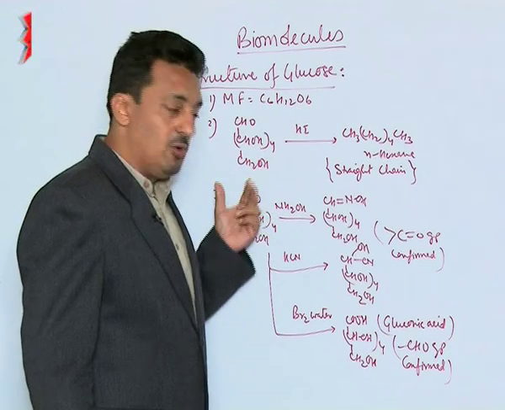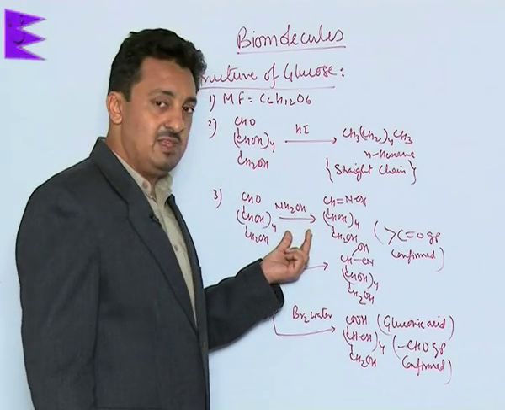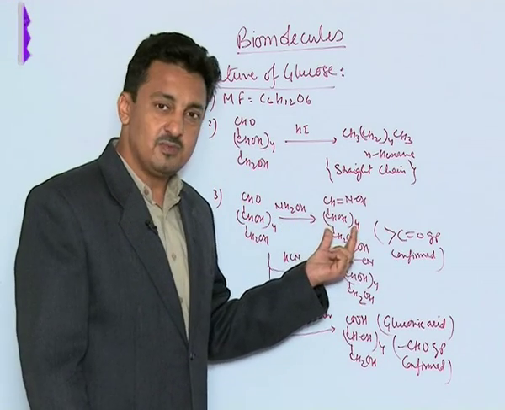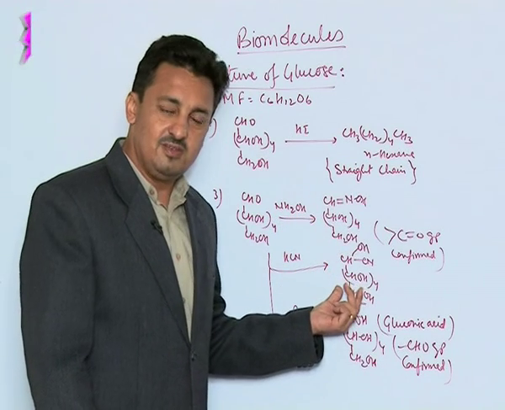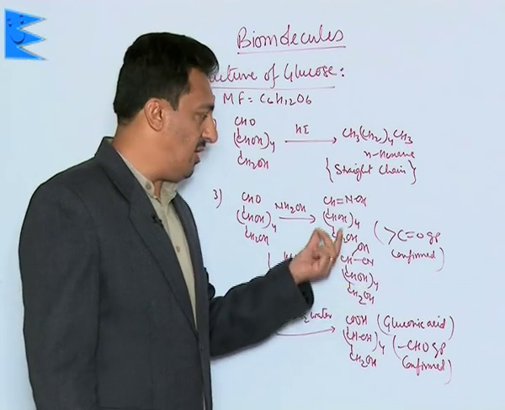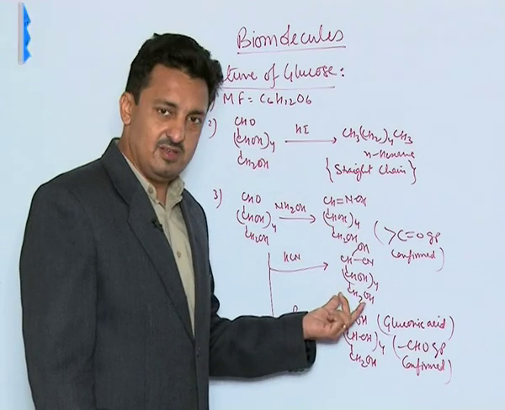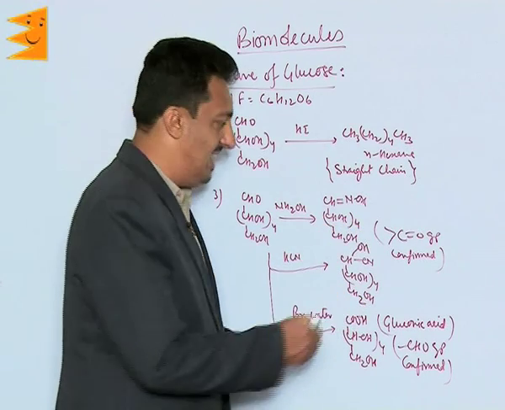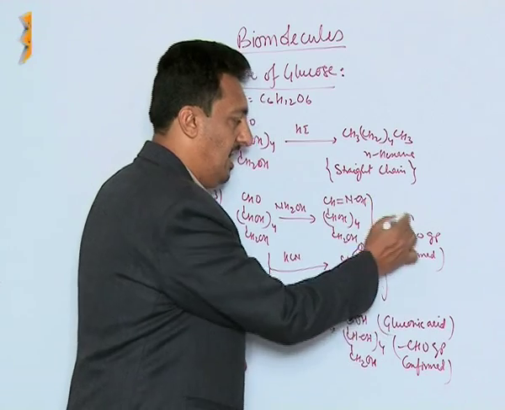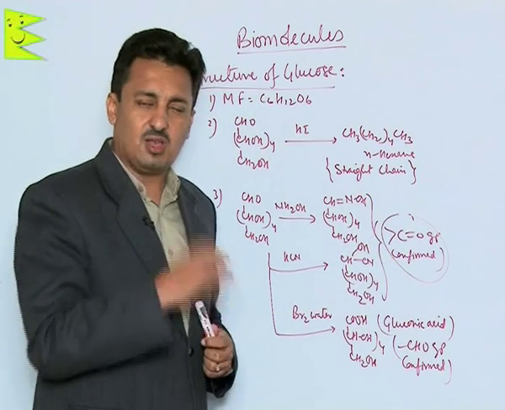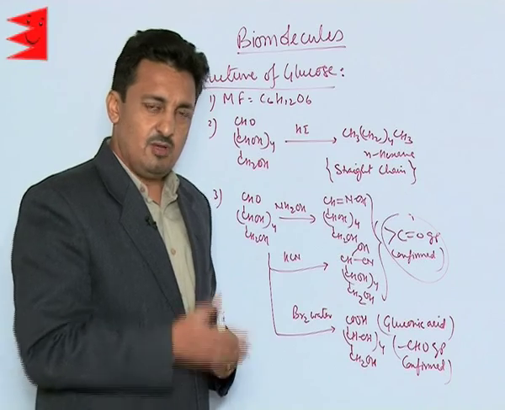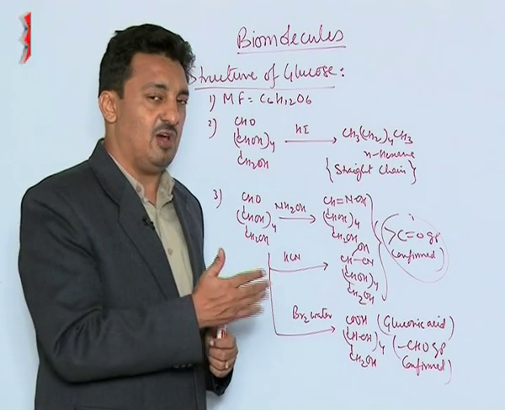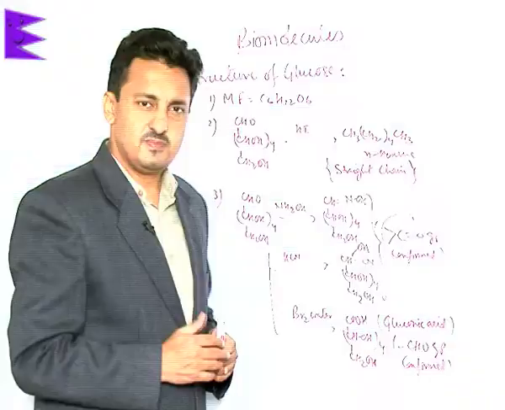Then glucose is reacted with hydroxylamine, which gives what? Oxime. It is reacted with HCN, which gives cyanohydrin. Now the formation of oxime and cyanohydrin both confirms that it contains a carbonyl group, a pure carbonyl group. So it will be either an aldehyde or a ketone, because these two are characteristic reactions of the carbonyl group.